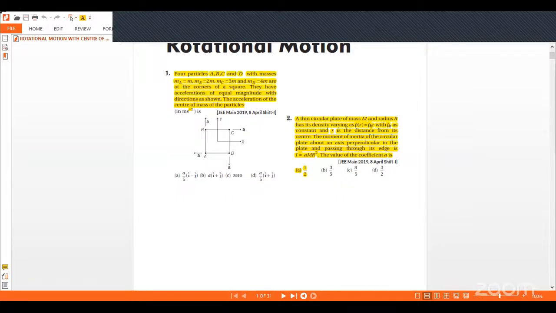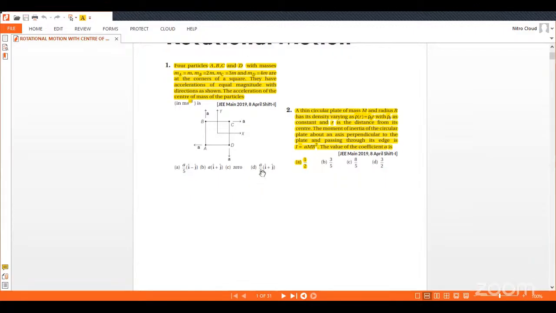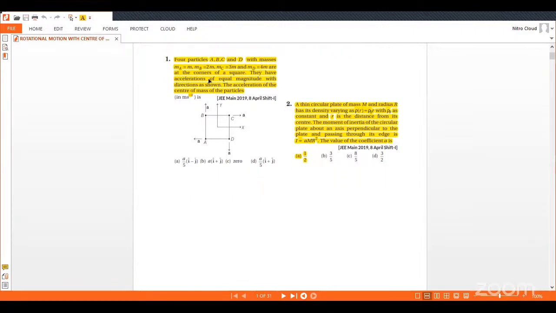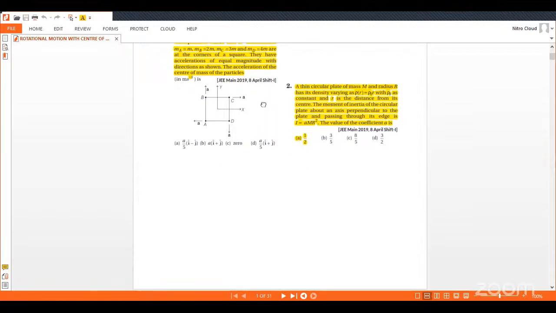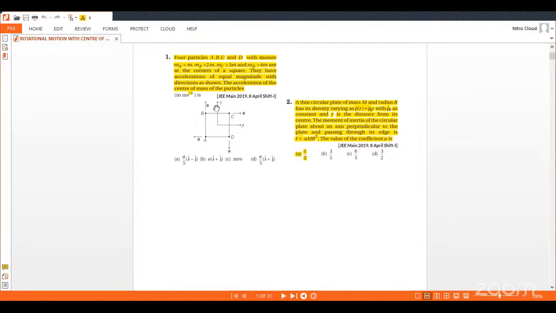See the first question. Four particles A, B, C, D with masses M, 2M, 3M, and 4M are placed at the corners of a square. They have accelerations of equal magnitude with directions as shown. The acceleration of the center of mass we need to find.